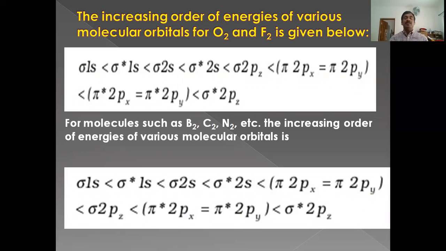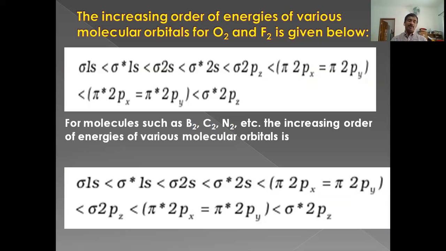What is the increasing order of energy of various molecular orbitals? When we study it in detail, we can see a different order for different molecules. For oxygen and fluorine, the first one is the order, but for N2 and the molecules below N2, the second one is the order. Sigma 1s is the lowest energy, then sigma star 1s, sigma 2s, sigma star 2s, sigma 2p, pi 2px, pi 2py, pi star 2px, pi star 2py, sigma star 2px for oxygen and fluorine.